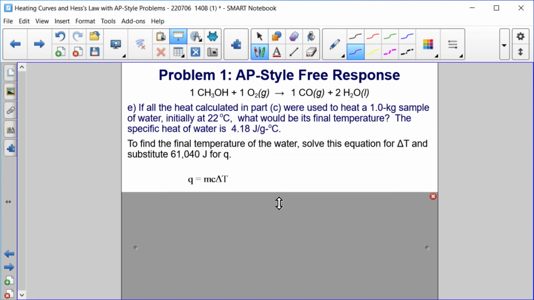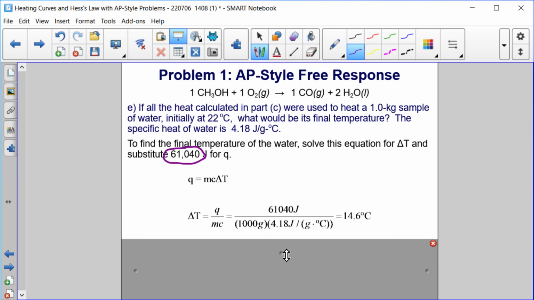So we can use the equation Q equals MC delta T, and we're going to solve for delta T, how much the temperature will rise. And our Q, this comes from our answer in Part C, but we've changed the sign, right? Because now the water isn't releasing the heat. The water is absorbing the heat, which would indicate a positive value for the heat absorbed.